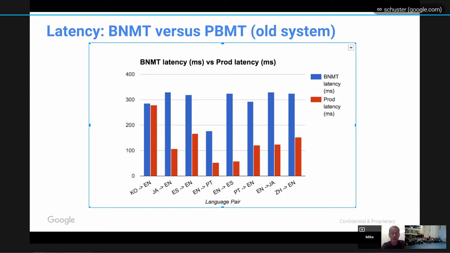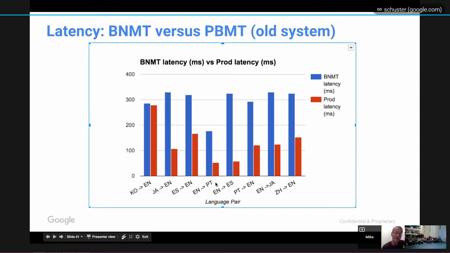The old system was simpler in a way, and therefore very fast. So we see the old system here in red, and the new system in blue, for the latency it takes to decode sentences. Let's look, for example, at English to Portuguese. English to Portuguese was about 50 milliseconds before. And now with the new system, with the TPU cards, it was 180 milliseconds or something like that.